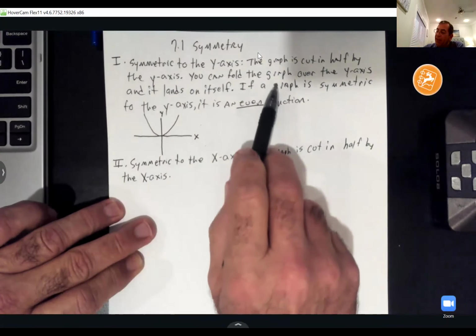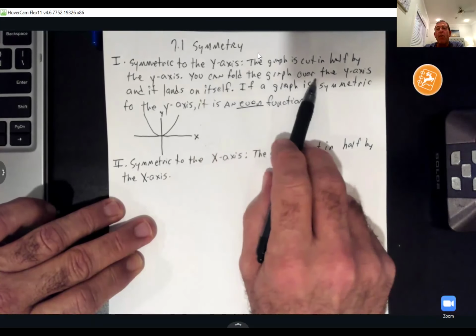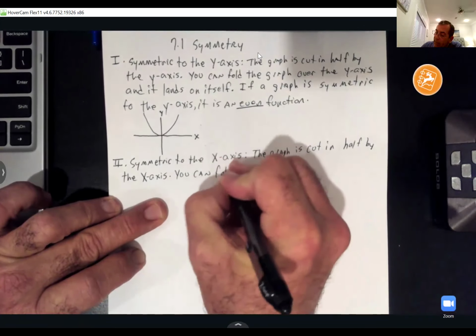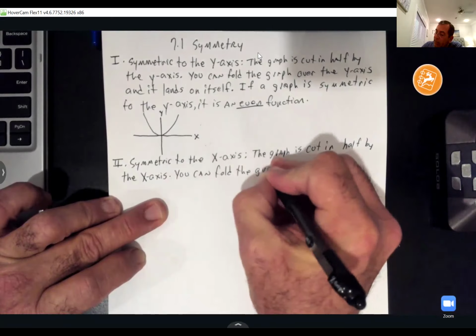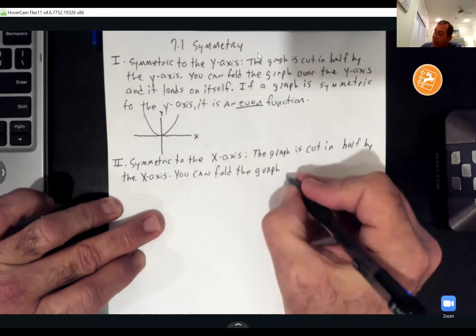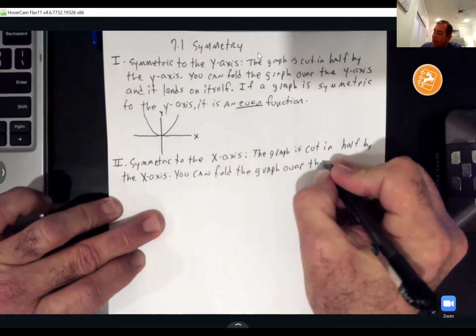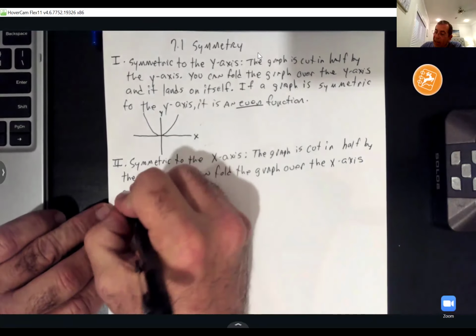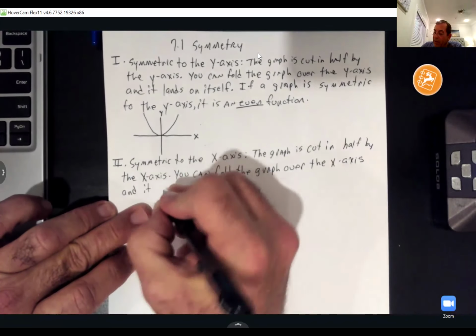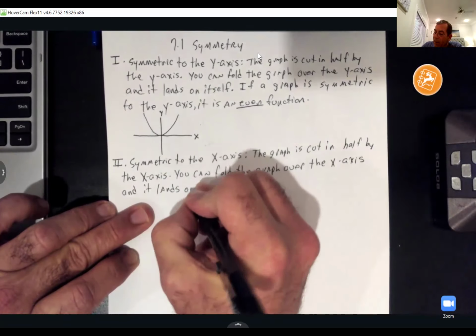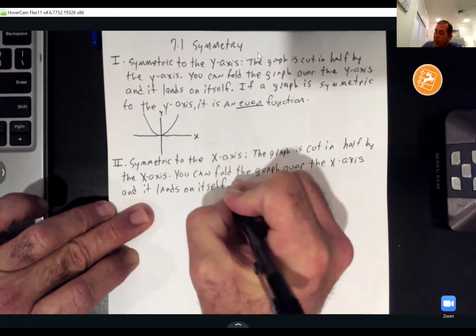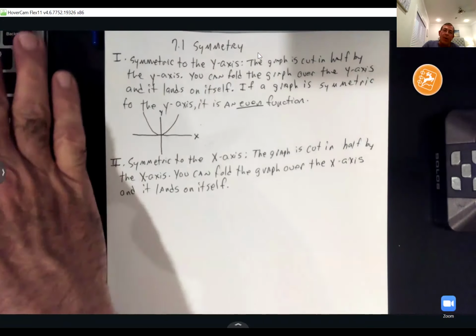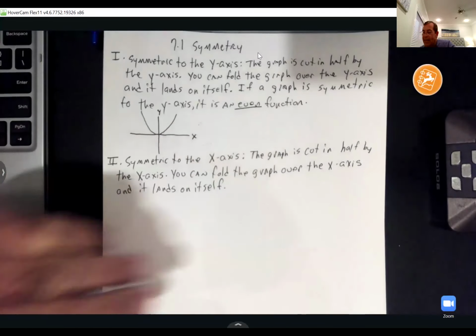So what that means, same thing here. You can fold the graph over the x-axis. And y'all guess what? It lands on itself. Okay? So now instead of going side by side over the y, we're talking about coming over the x-axis.